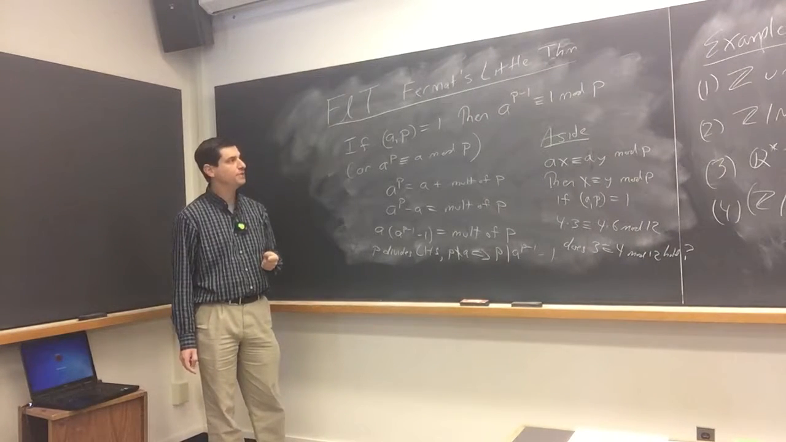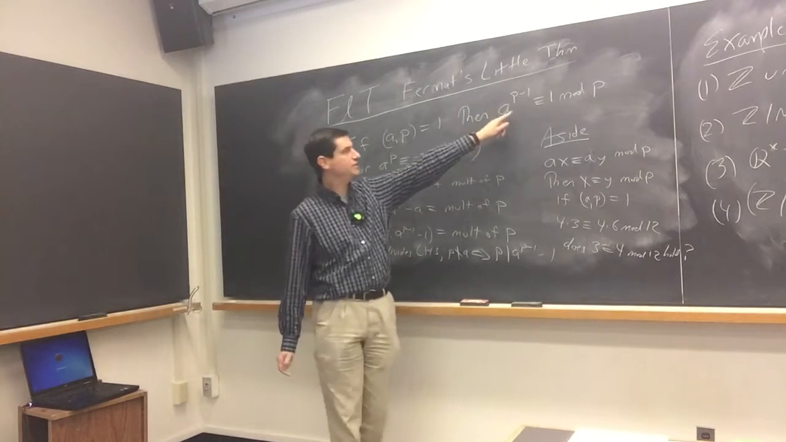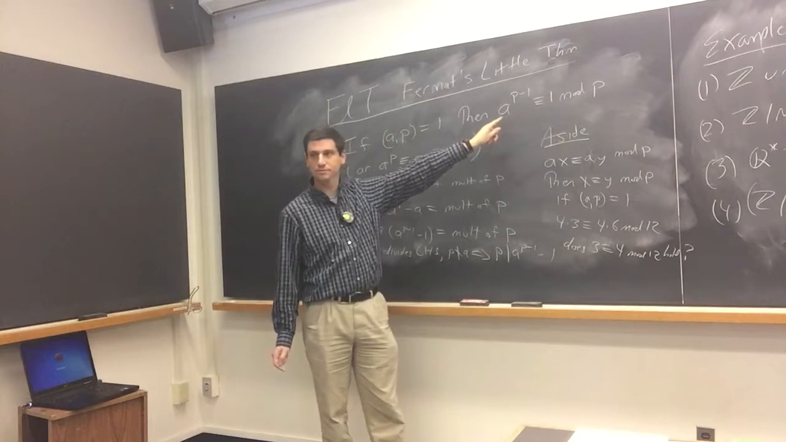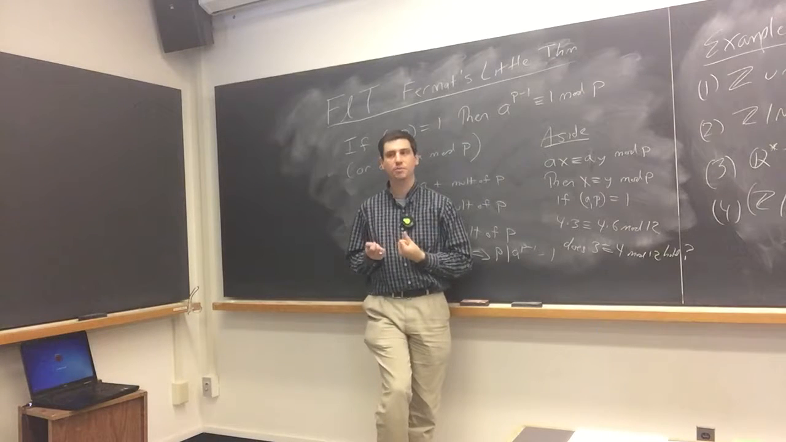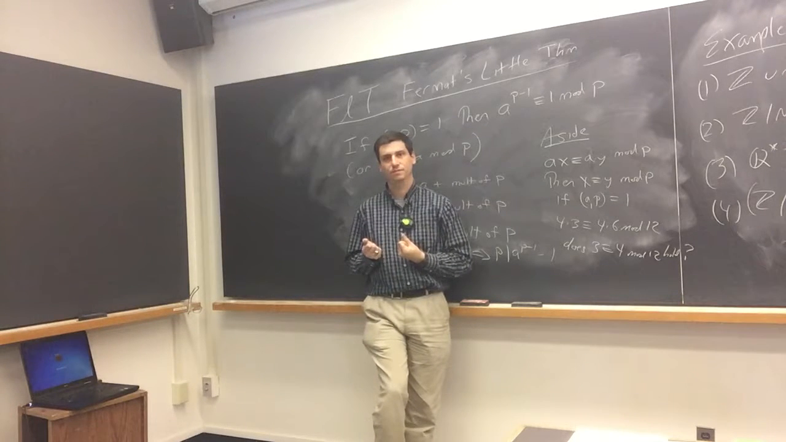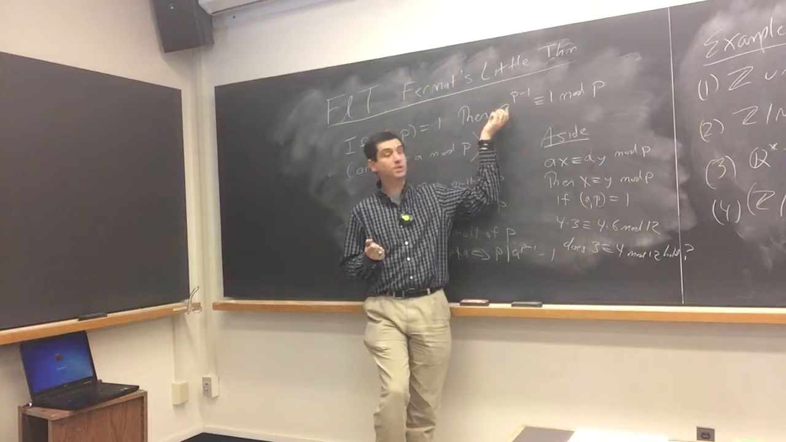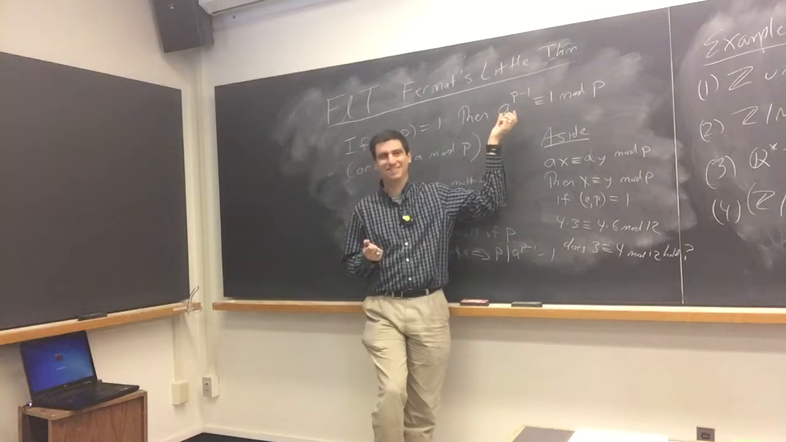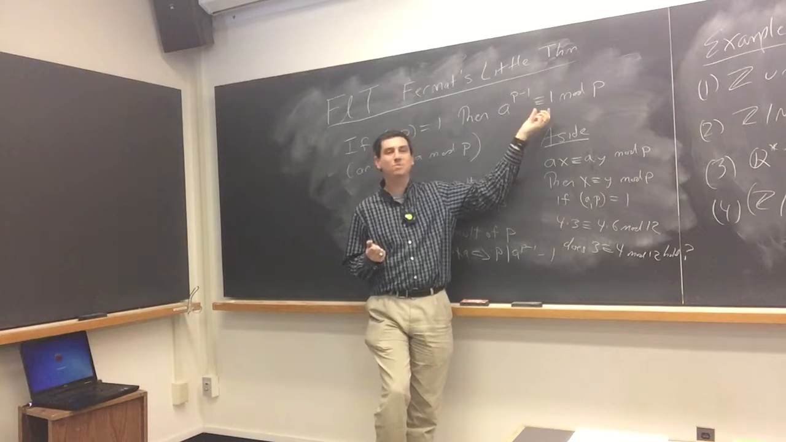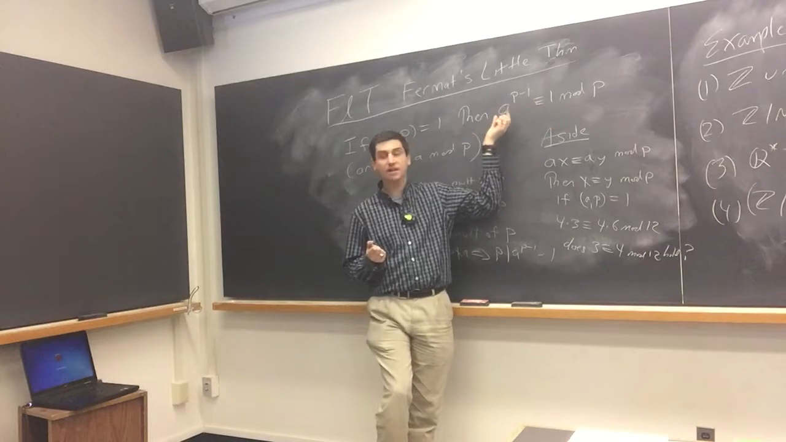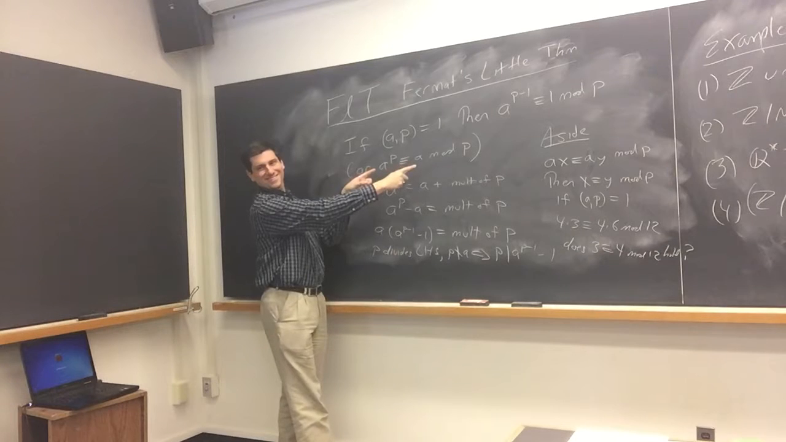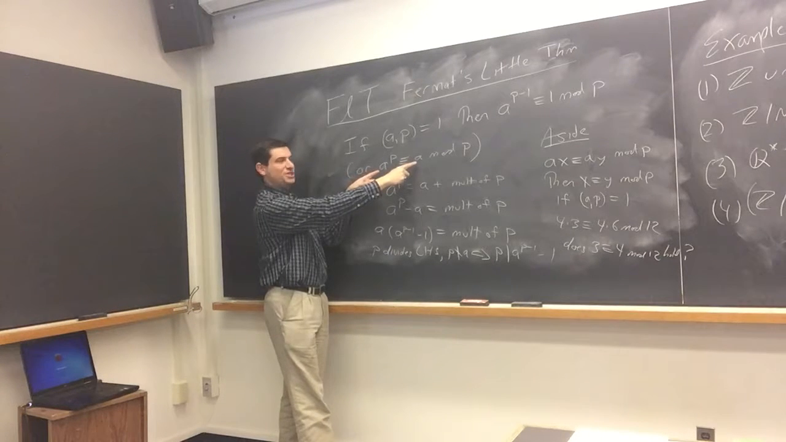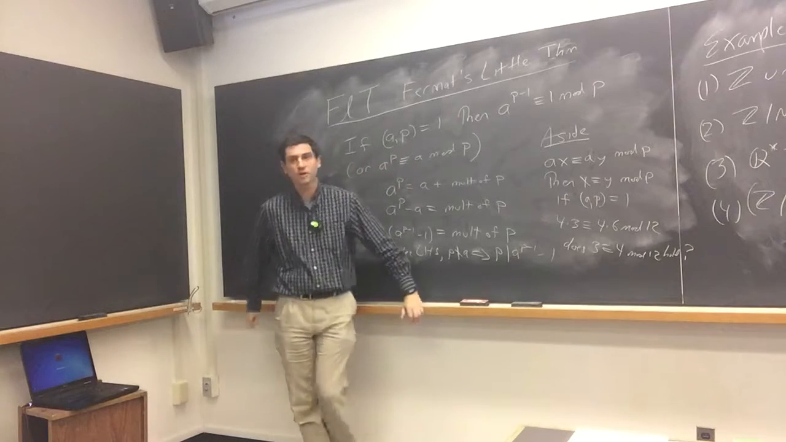If A were not relatively prime to P, is there any chance that this could hold? Say A is a multiple of P. Could A to the P minus 1 equal 1 mod P? I'm not going to get a multiple of P being 1 mod P. P divides this. But look at this version. If A is a multiple of P, would this still hold? Yeah, now we get 0 is congruent to 0 mod P.